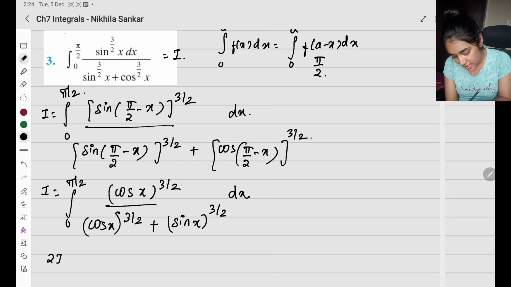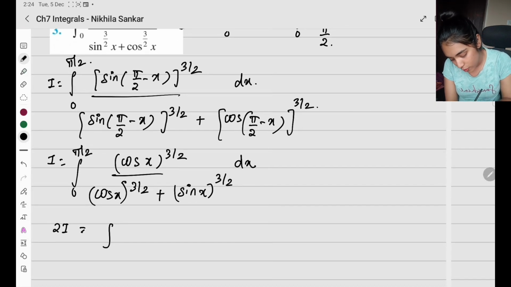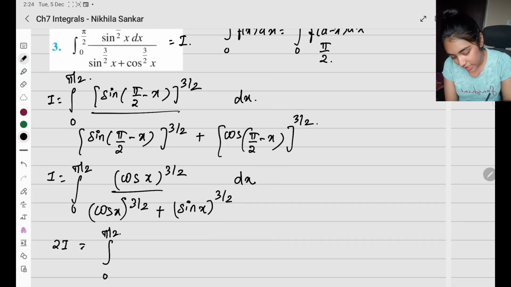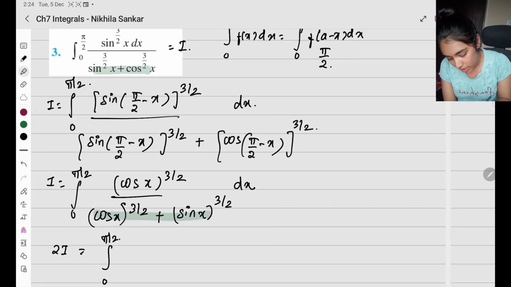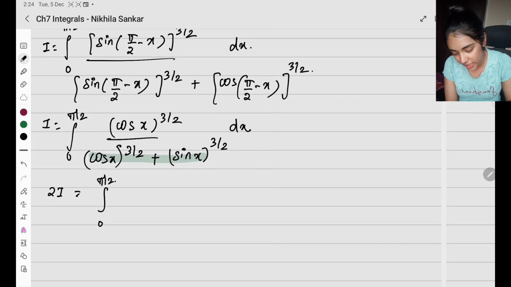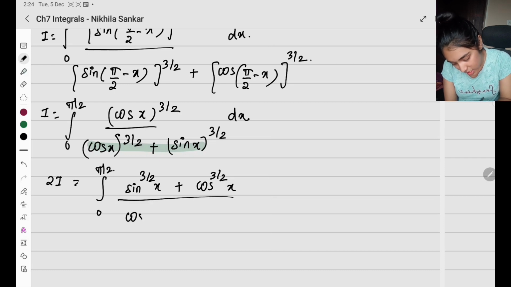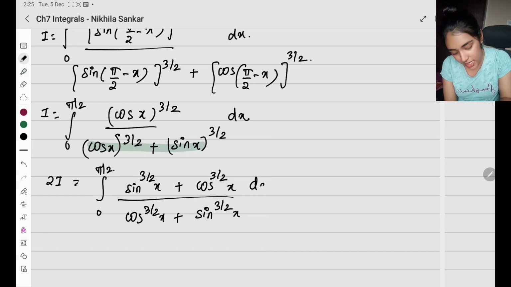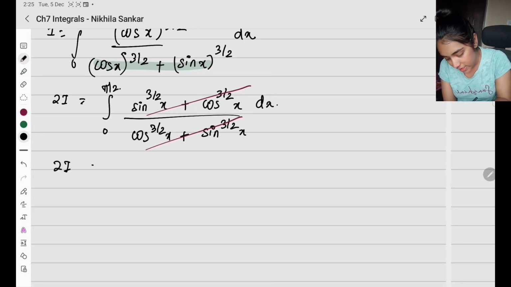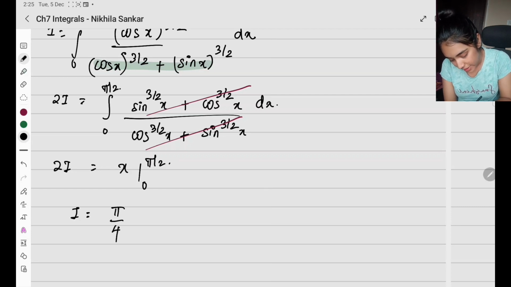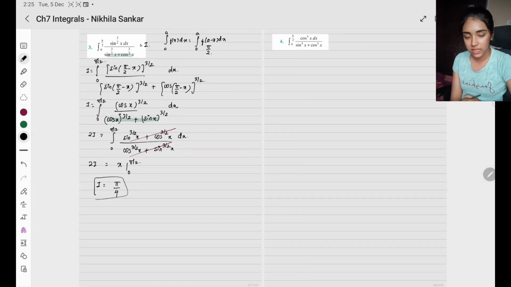When I add the two I's, I have 2I equals integral of 0 to pi by 2. Numerator la, since the denominators are equal, ingu denominator one da, ingu denominator one da, I can add the numerators. I have sin to the power 3 by 2 x plus cos to the power 3 by 2 x divided by கீழே என்ன இருக்கு? Cos to the power 3 by 2 x plus sin to the power 3 by 2 x times dx. So I can again cancel the numerator and the denominator. So I'll be left with 2I equals integral of dx is going to be x from 0 to pi by 2. So I equals pi by 4. Okay? இந்த மாதிரி தான் நிறைய questions வரும்.